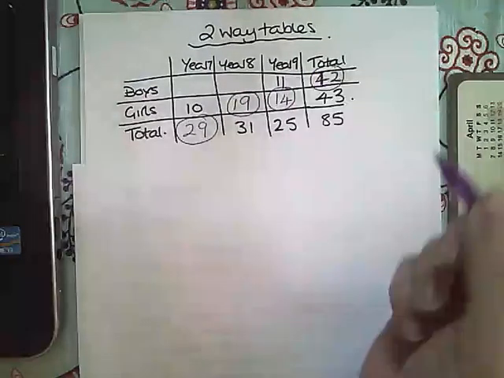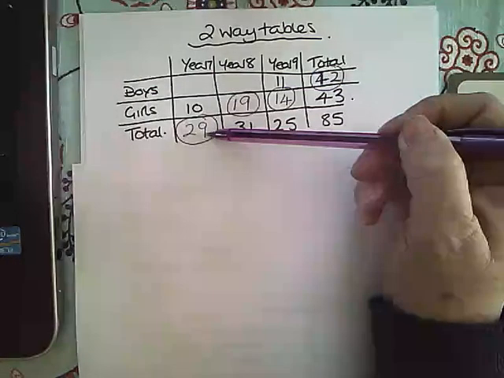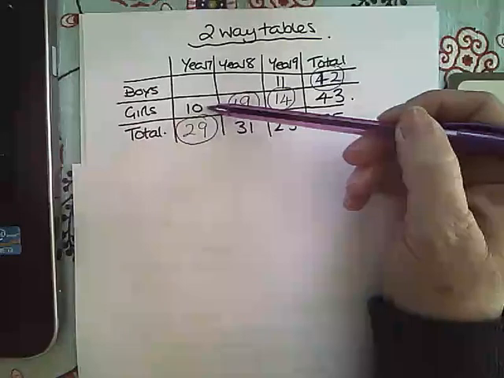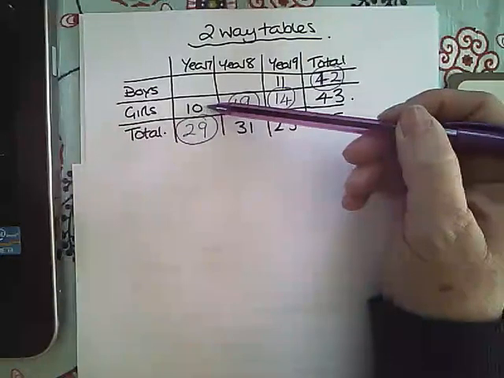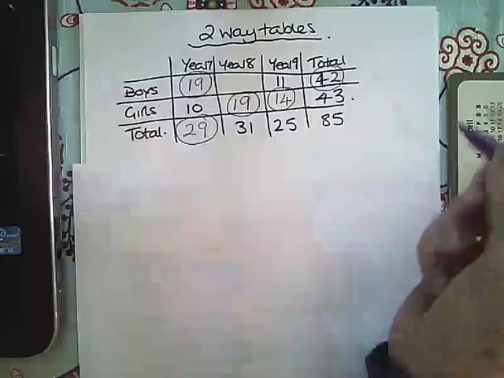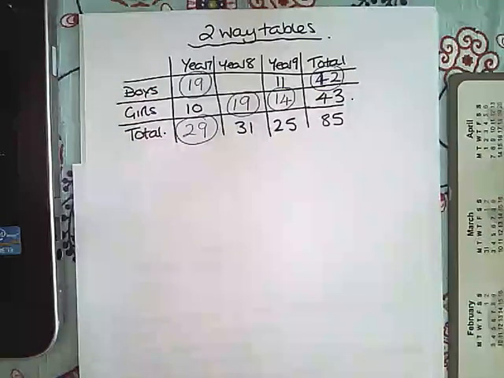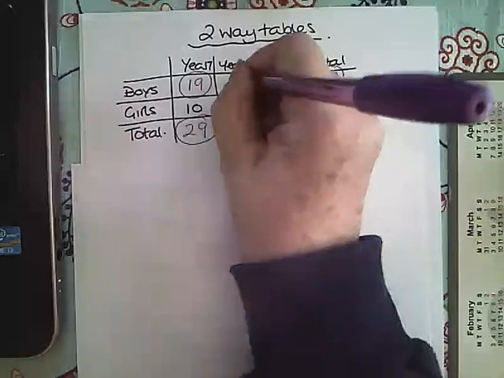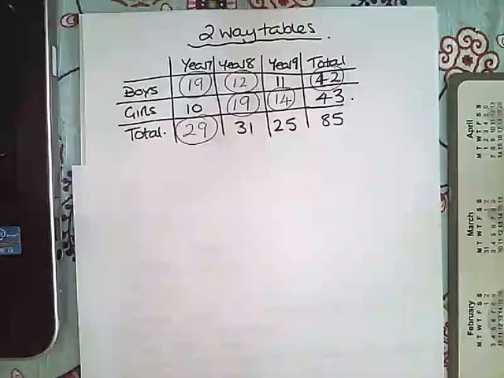When I look at the Year 7 column, there are 29 Year 7s in total. 10 of them are girls, that means 19 of them must be boys. And I've got 31 in total in Year 8, take away 19, that gives me 12 boys. That is the two-way table completed.